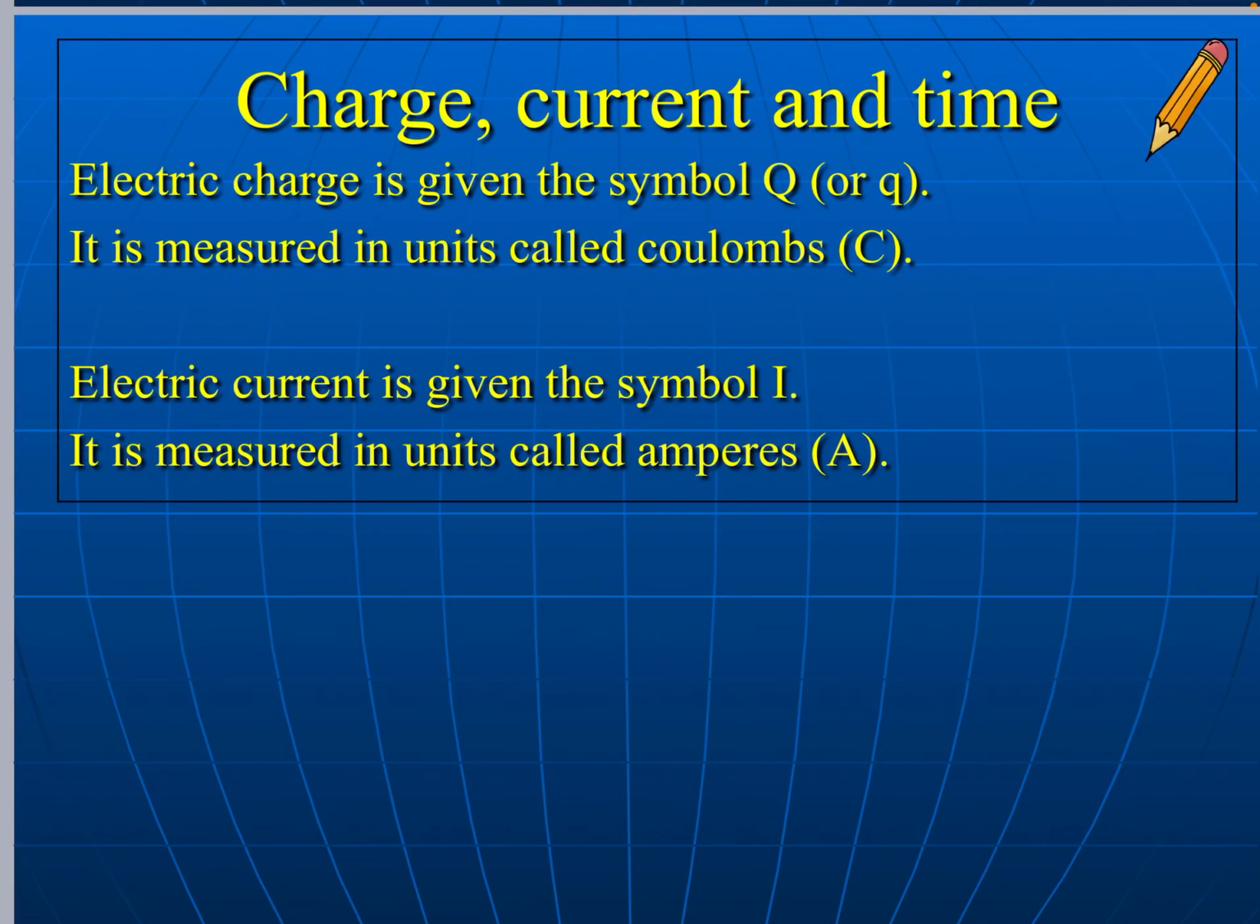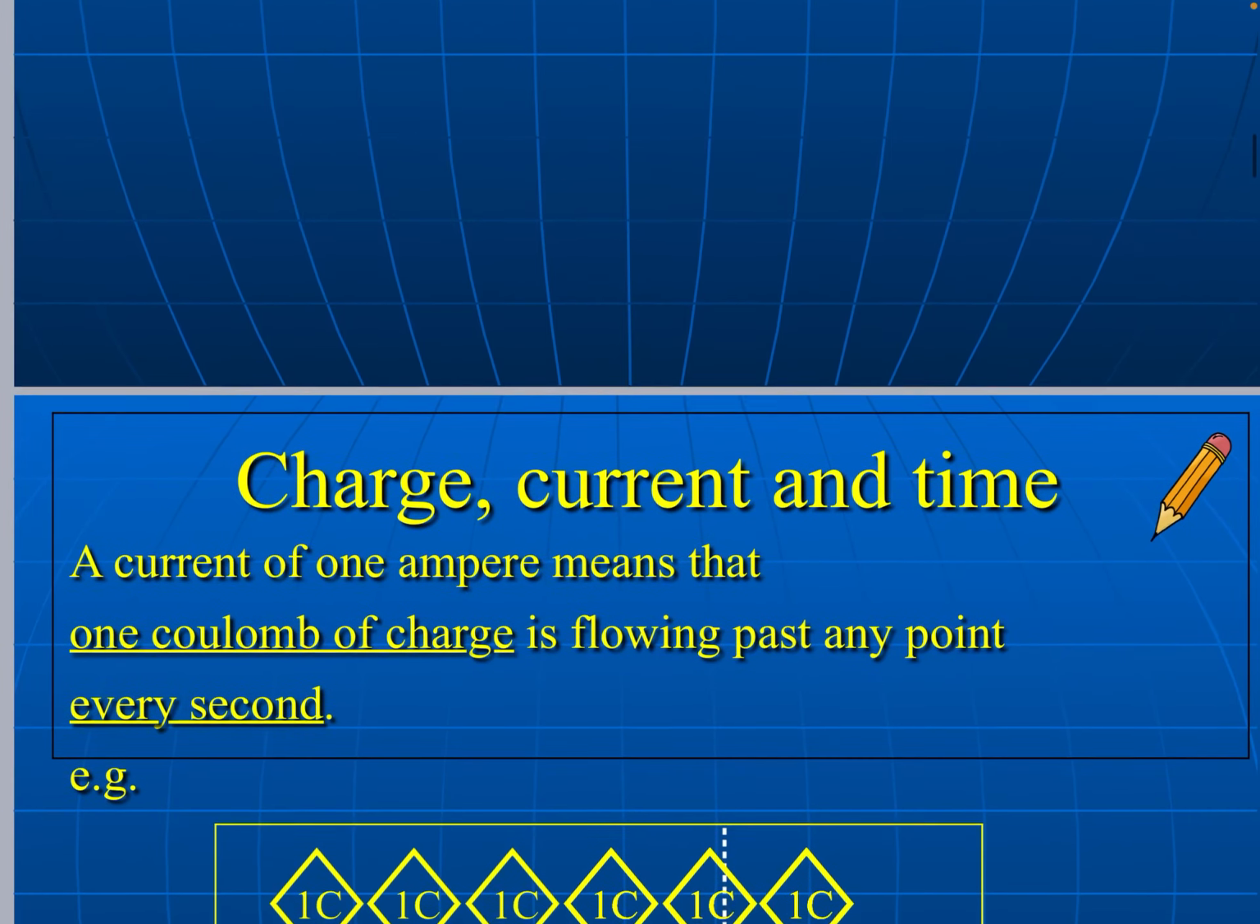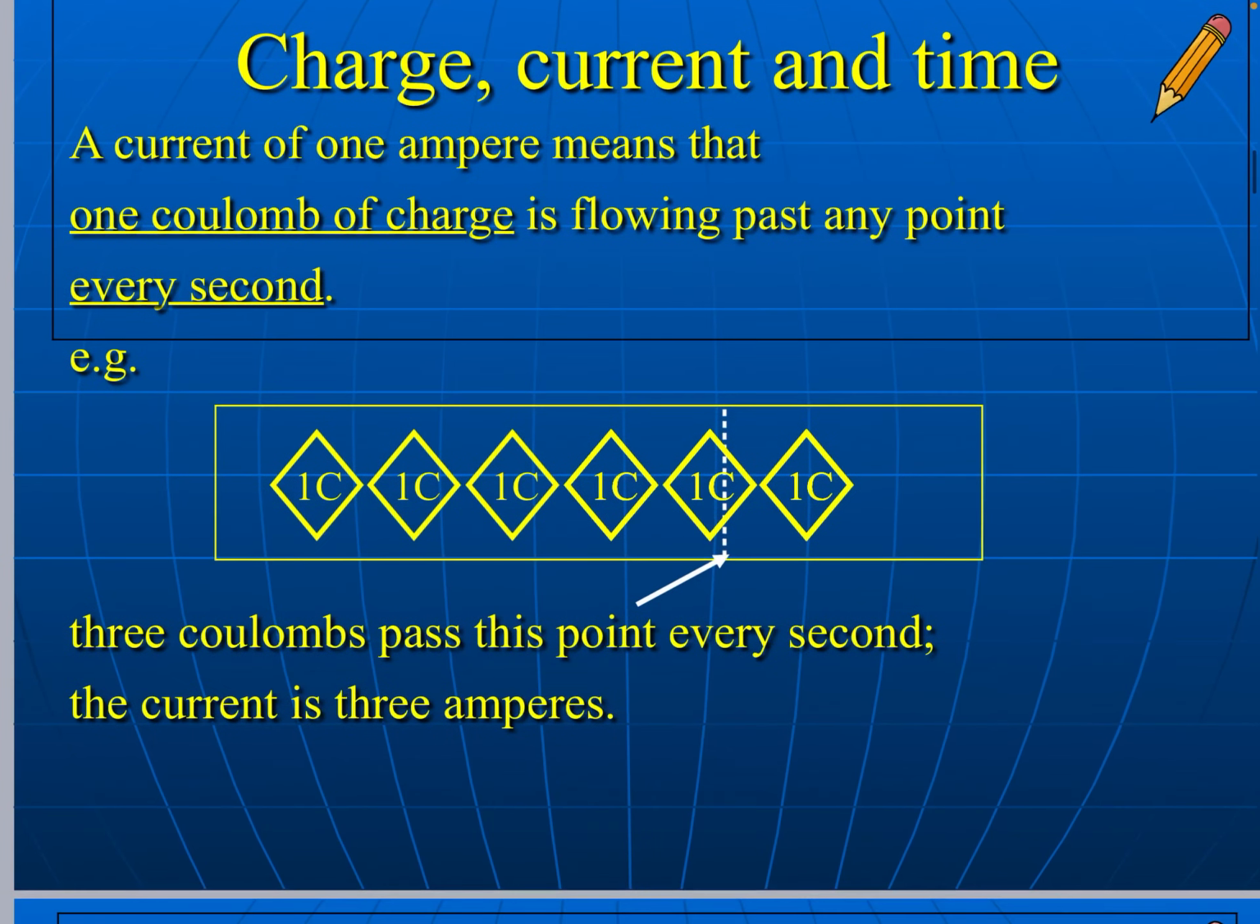Current, so electric current, which is related to charge, is given the symbol I, and it's measured in amps or amperes, which is a capital A. And you've hopefully heard of those before, because we would have done that back in second year when you did electricity. So how are current and charge linked together?